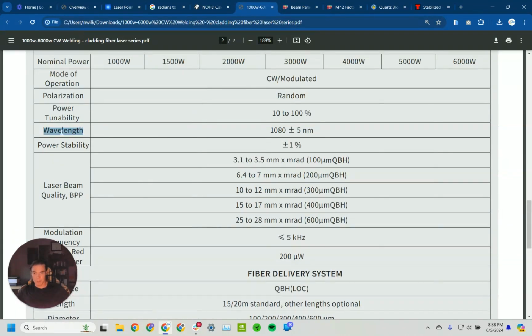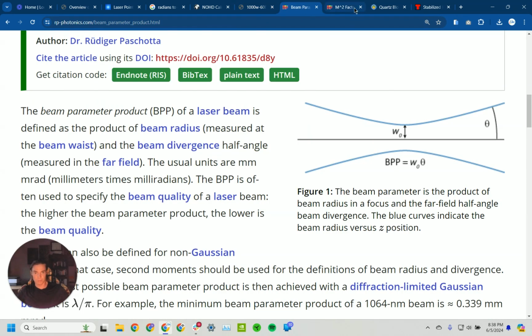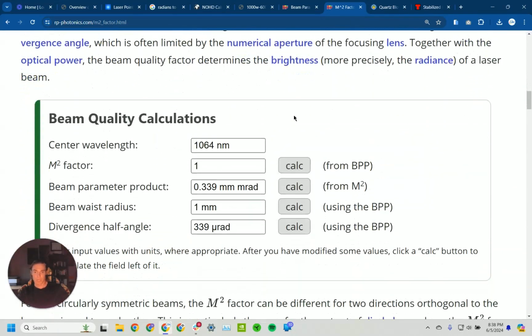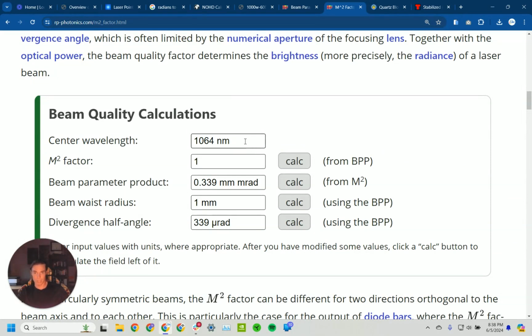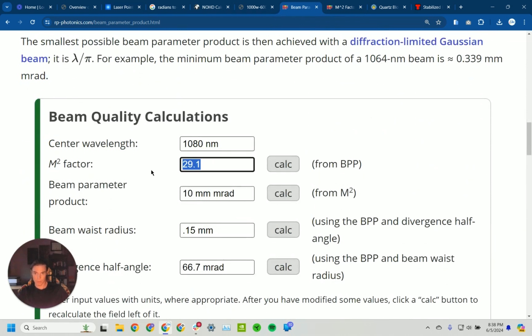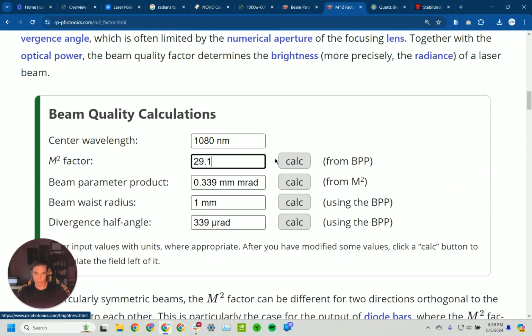Now, not every spec sheet is going to call out these Greek letters. So again, if you ever have any confusion, I'm happy to walk through this math with you. Pi is pi, 3.14, and then the squiggly W is beam waist. So this is not super crucial to the calculation, but it can be interesting. So let's just go through the exercise. So we've got 1080. Our m squared factor is 29. Our beam parameter product is 10. Our beam waist is 0.15, right? Yep. And our divergence half angle.